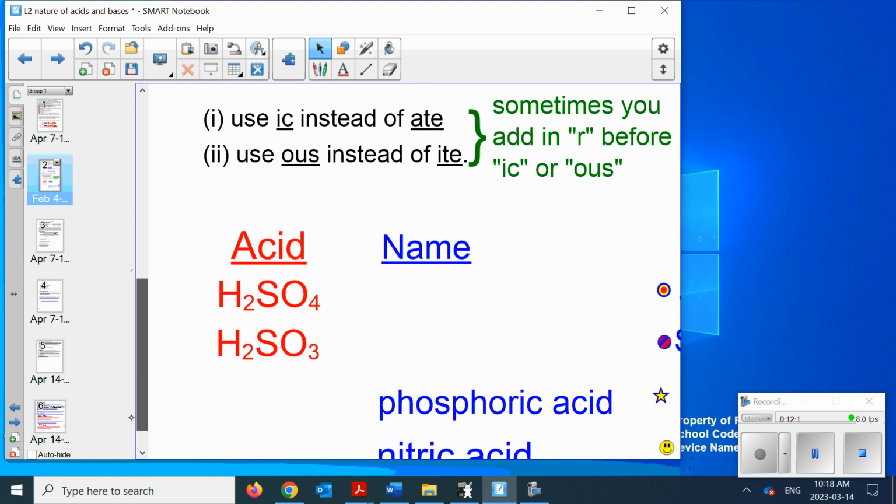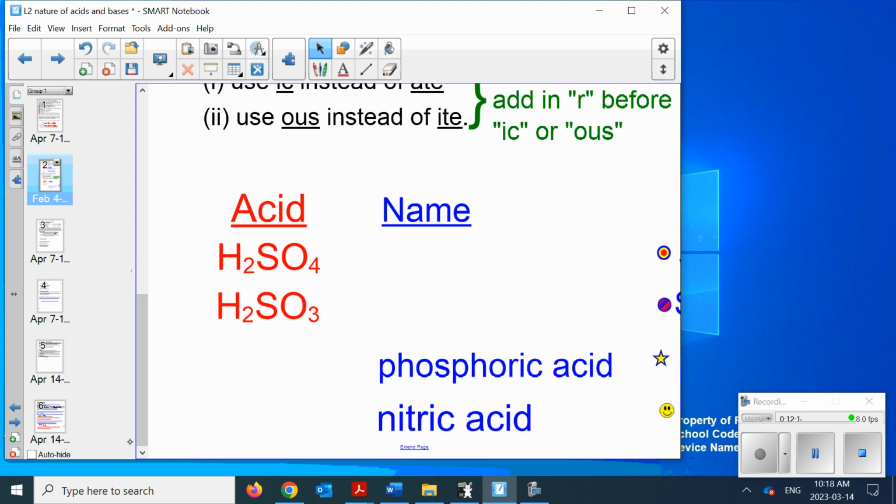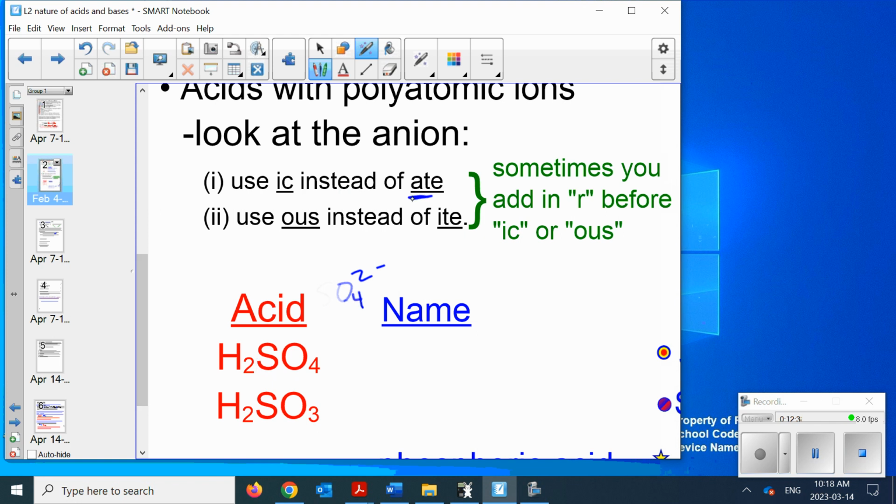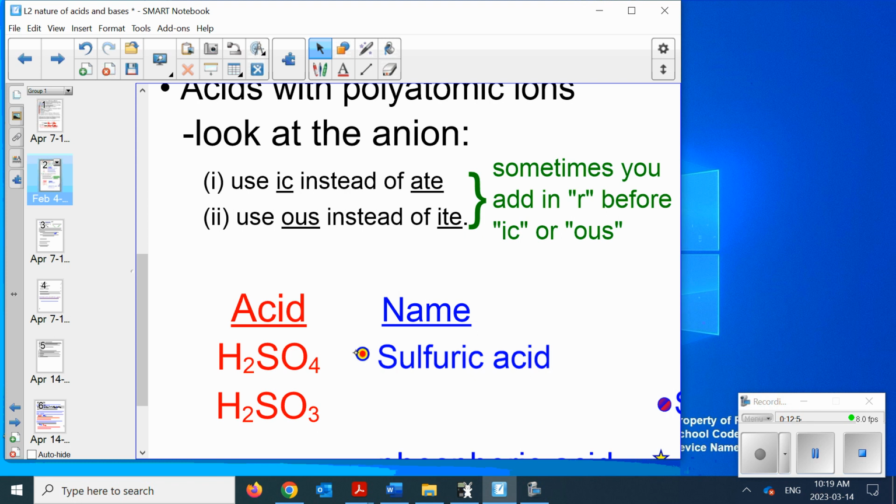By the way, these ones don't start with hydrogen. These are ones where we have to add the r. That's why I'd say I'm focusing on the exception to the rule. So hydrogen, then the sulfate ion, SO4. That's the sulfate, so ate, use ic. But I wouldn't say sulfic acid. This is the sulfuric acid you might have heard of. Most people have heard of that. So this is one where you add in the r. Instead of sulfate, sulfuric acid.